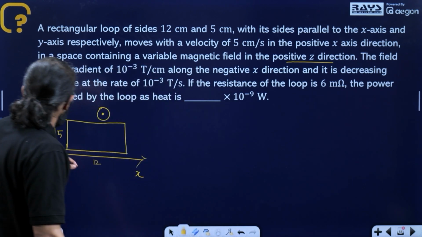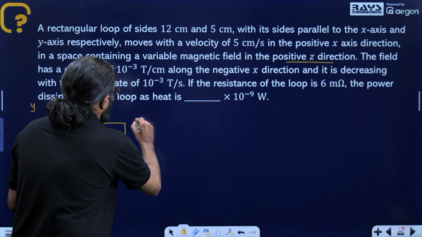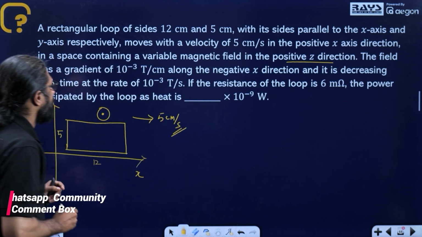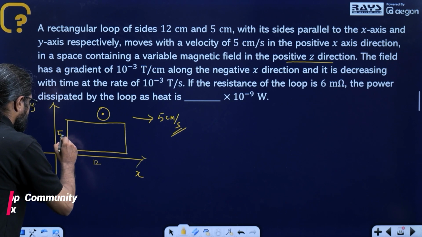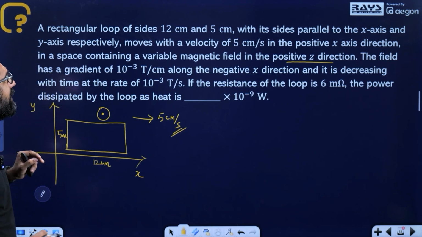Now, if that is the case, this loop is moving forward at 5 centimeters per second. That is also given in the question. This is 5 centimeters and this is 12 centimeters. That is also given. Now listen very carefully.